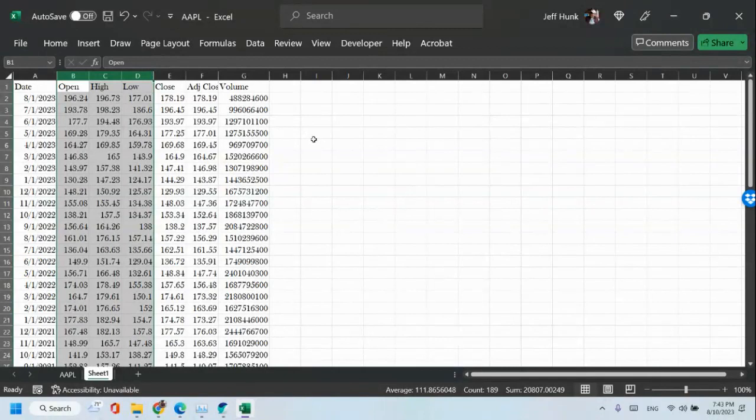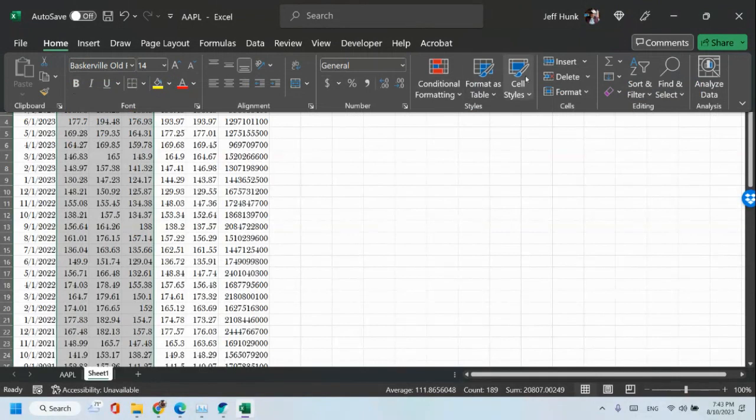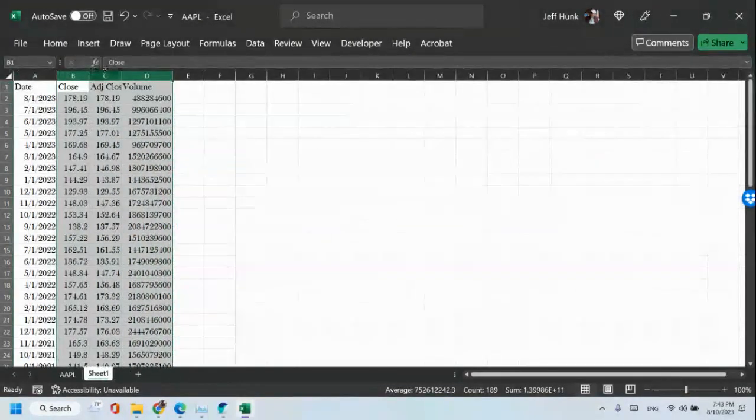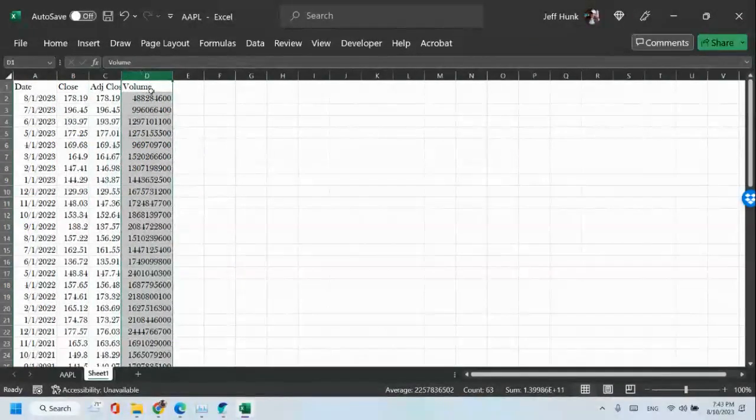And so for the month, it's the same thing. The price that represents that month's trading is the closing price. So open, high, low, we don't need that. So highlight those columns and delete. And I don't need volume for now.